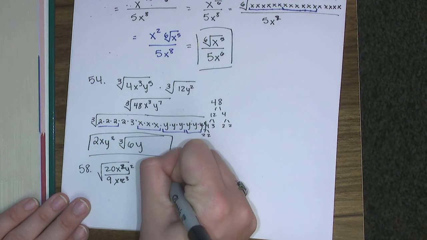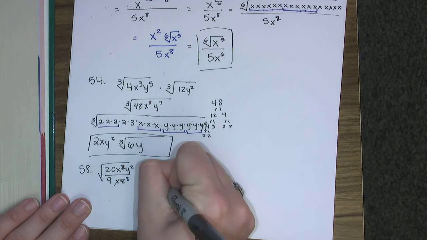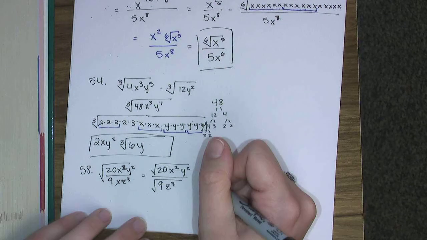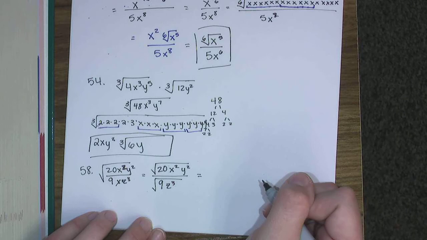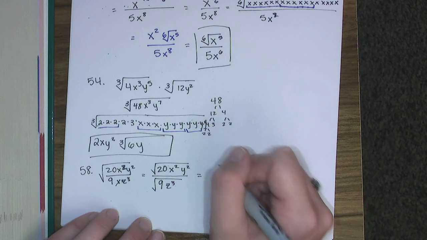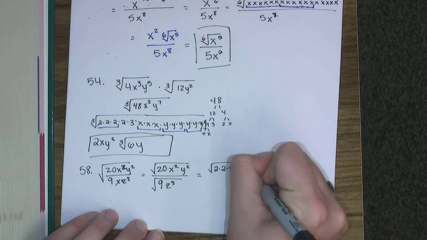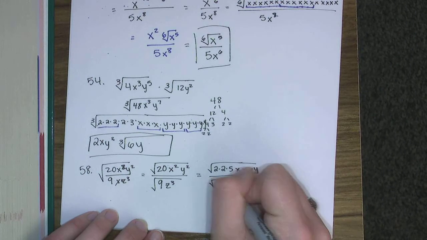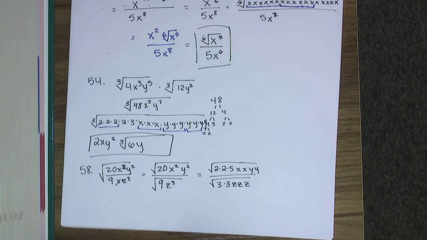Okay, so I'm going to factor this stuff out. I don't even necessarily need to do a factor tree for 20 because 20 is 2 times 10 and 10 is 2 times 5. So it's going to be the square root of 2 times 2 times 5, x times x, y times y, all over this is 3 times 3 times z times z times z. And I'm pulling stuff out in groups of 2. So I have 2 2's, 2 x's, 2 y's, 2 3's, 2 z's that I'm going to pull out top and bottom.